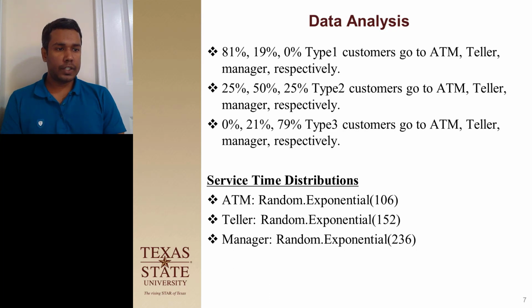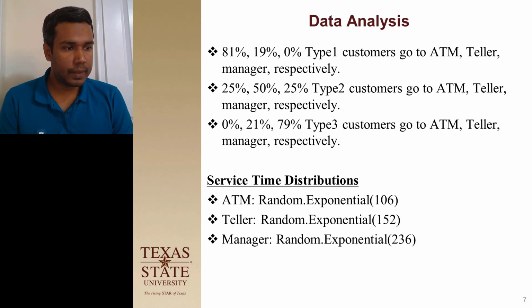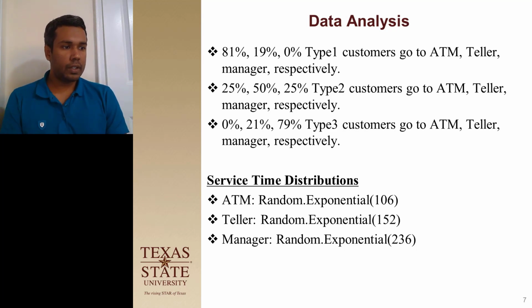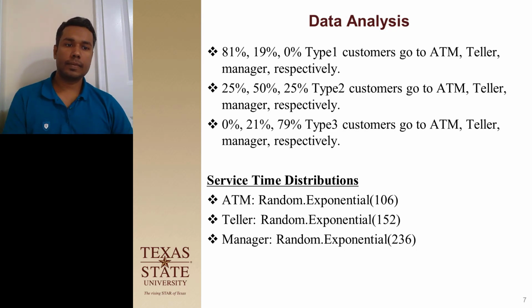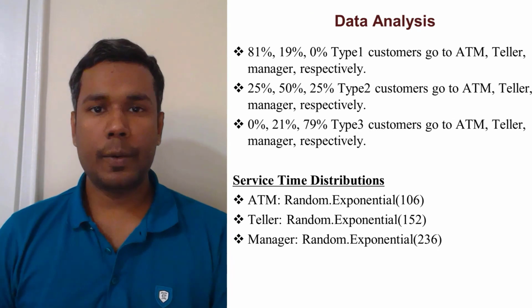We have also determined the best distributions for service time at each service option. The service time distribution at ATMs is exponential with mean 106, at tellers it is exponential with mean 152, and at the manager station it is exponential with mean 236. Okay, I will stop here.